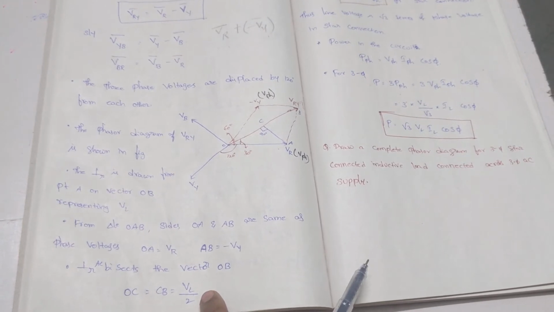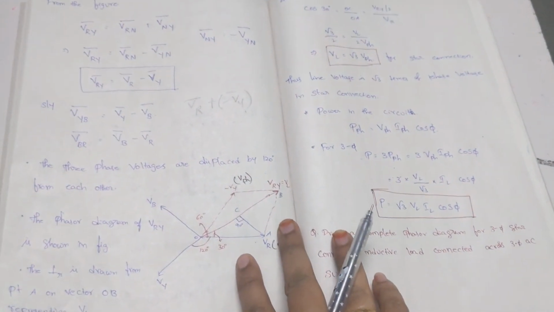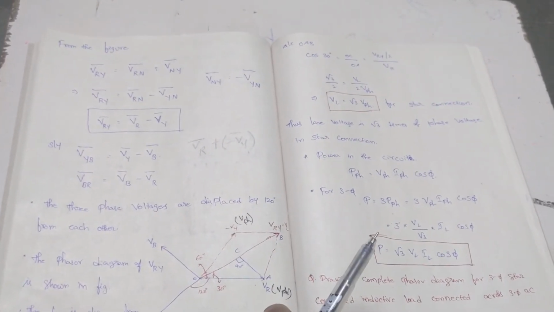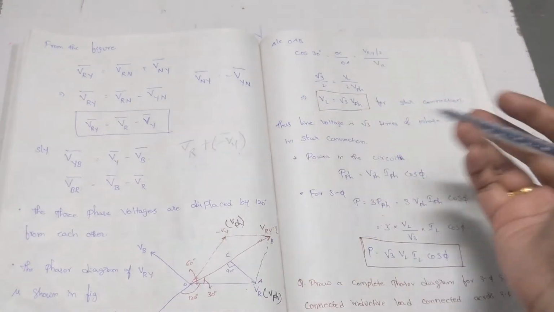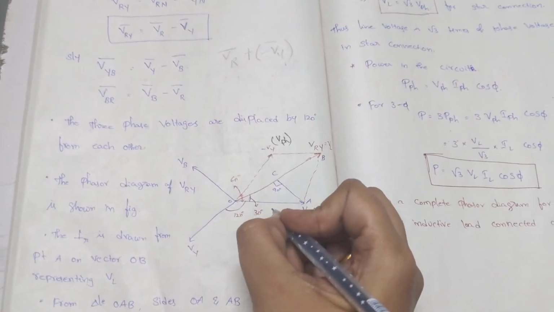Now consider the cosine of triangle OAC. Consider the cosine of OAC. It is nothing but the side opposite to the hypotenuse, opposite to the 90 degrees.